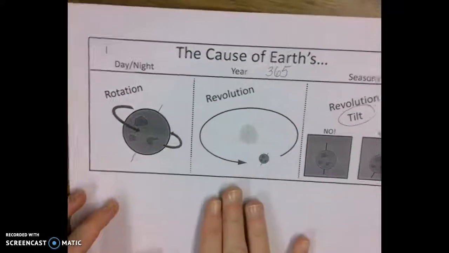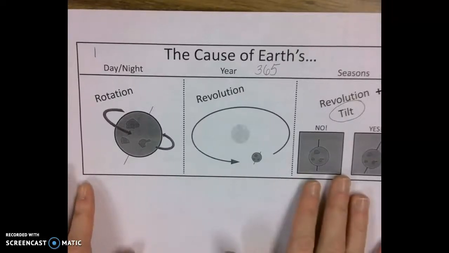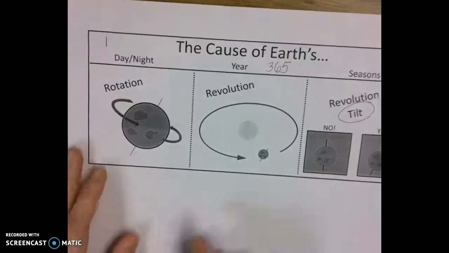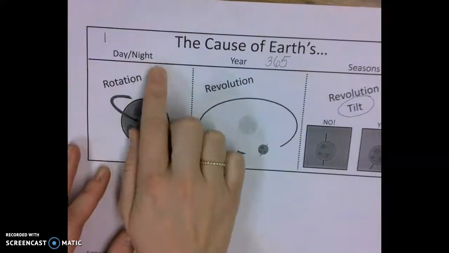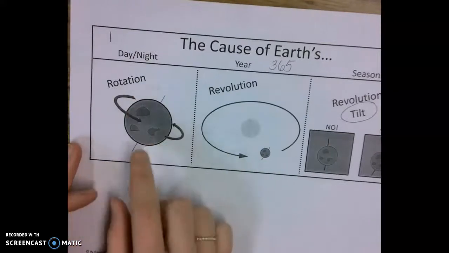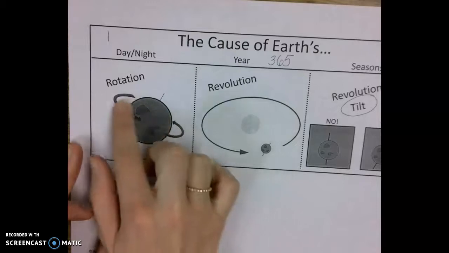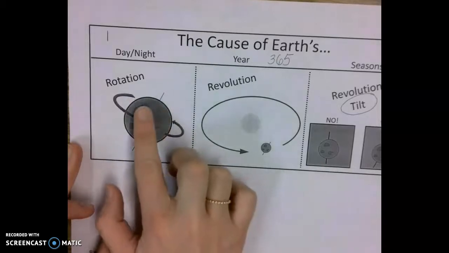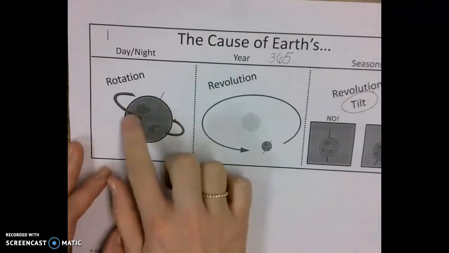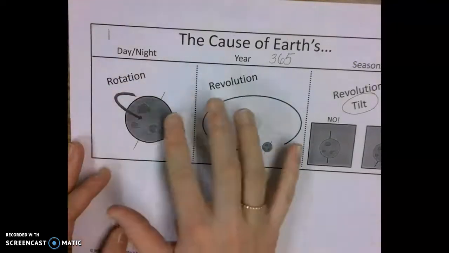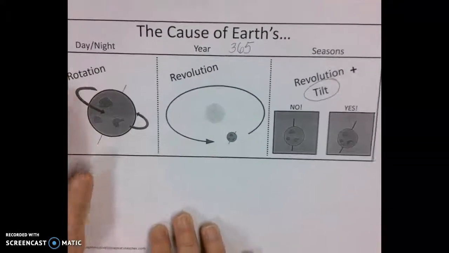So once again, we're going to be looking at this every single day. Hopefully you'll be able to remember this for a very long time. The cause of Earth's day and night, so we talked about this yesterday, is the rotation. Rotation means the spin. As the Earth spins, some of it is toward the sun, and some of it is not toward the sun. So this would be the day part, if that's where the sun is. This would be the night part. Okay, so rotation, that's our word.